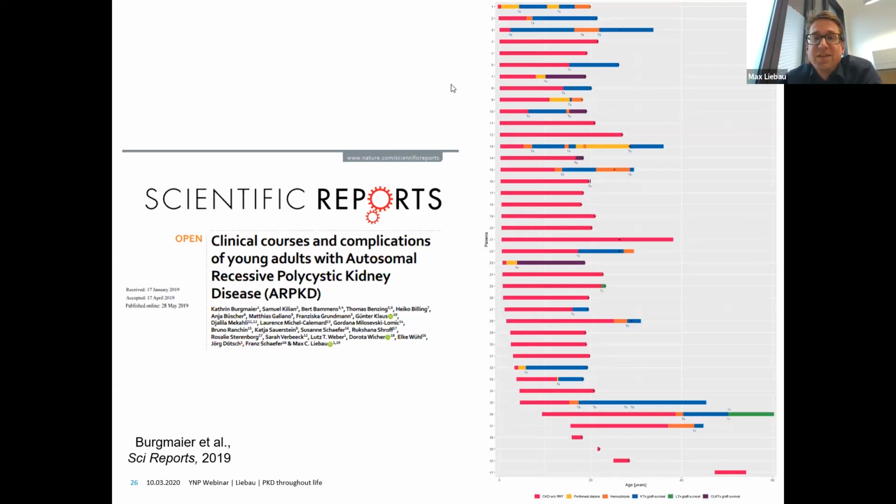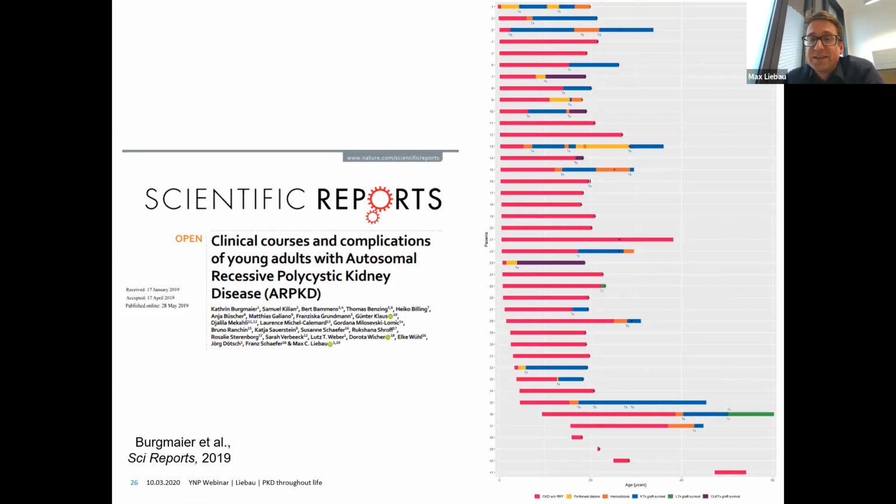So each of these is a single patient, and what you see is the red ones are the time with CKD, yellow is peritoneal dialysis, then we have all these transplantations marked here. And what you see is that a lot of patients undergo transplant in late adolescence. What you also see is that the clinical course is still very, very variable.